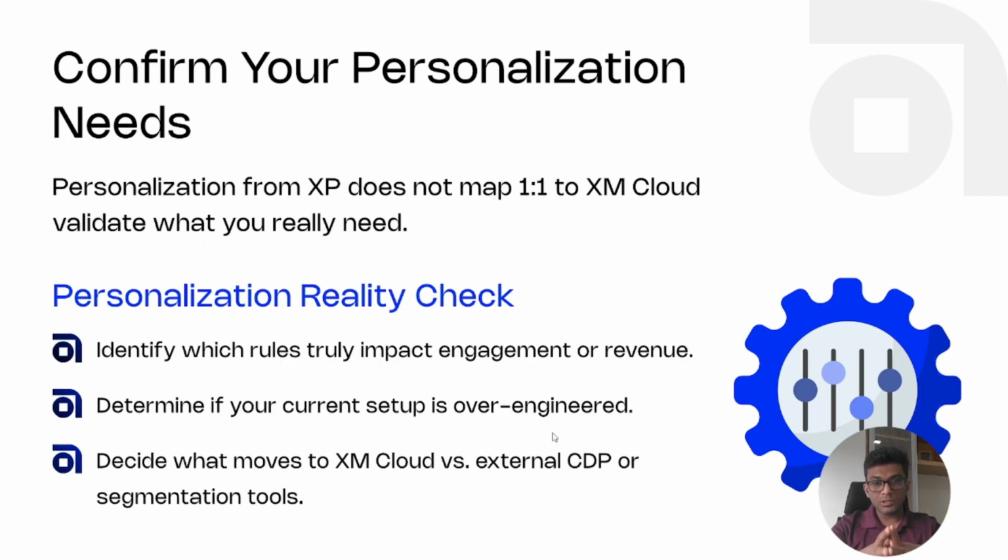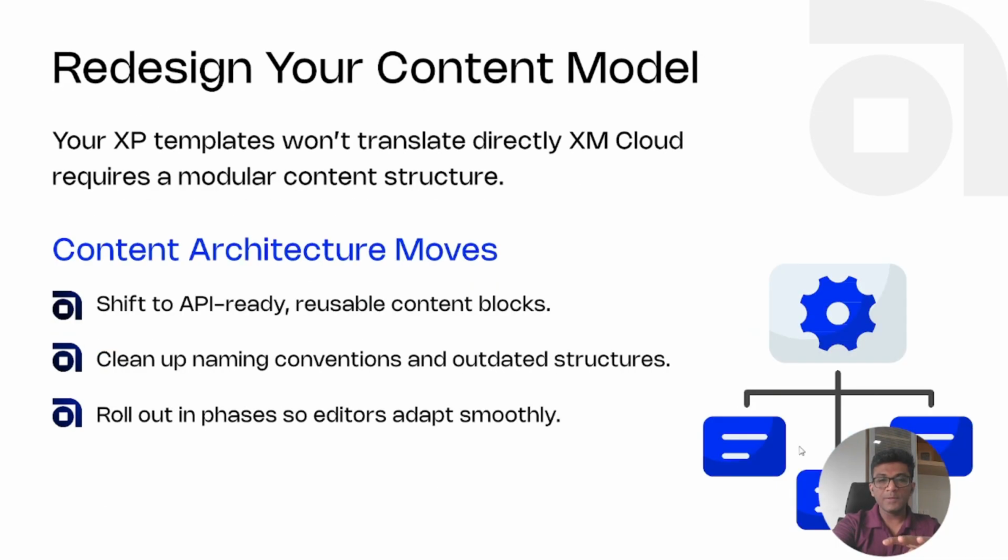So one of the most surprising moments for me is realizing that XP's deep XDB powered personalization doesn't exist in the same way in XM Cloud. It's like moving from a powerful DSLR camera to a lightweight mirrorless one. You still take a great picture, but you need to rethink how you use it. So what personalization actually drives value, what is useful, what needs a modern replacement. We have to think and list out everything.